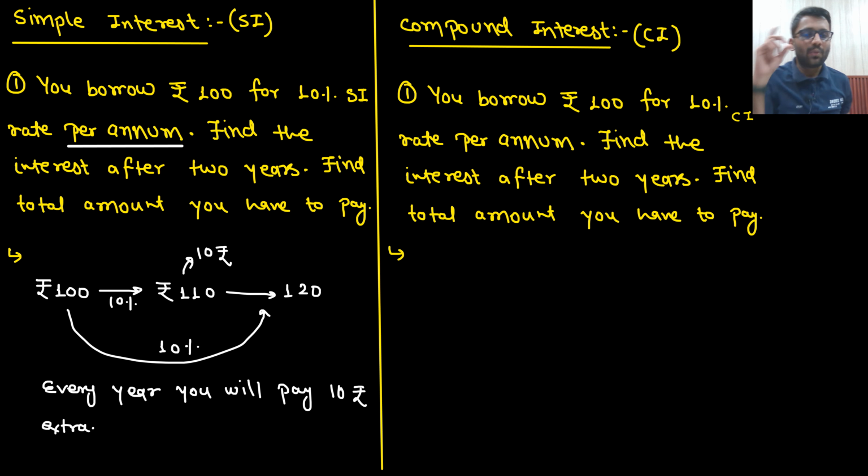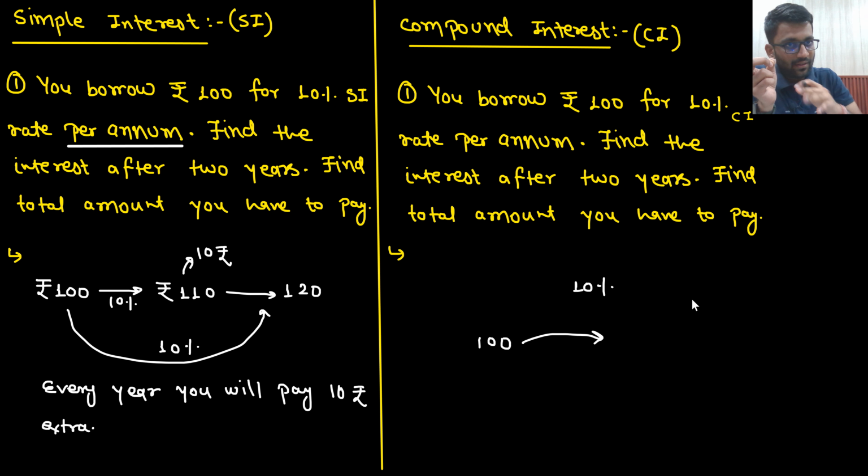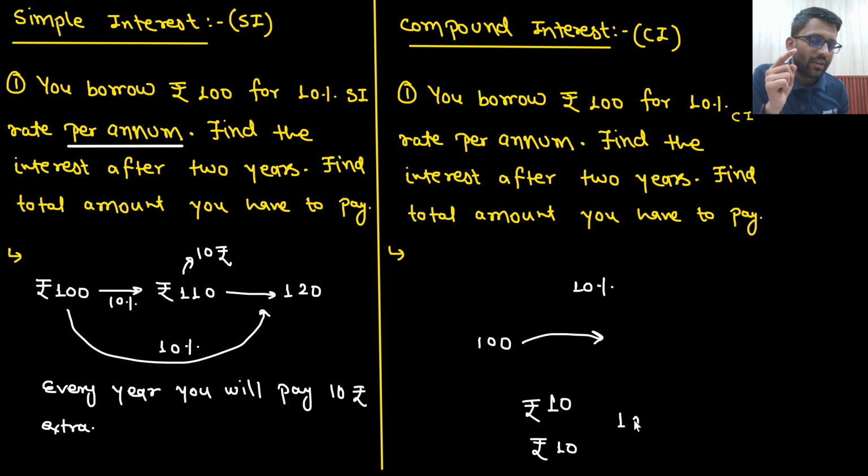Basically after 2 years you have to give me 120 rupees. We started with 100 rupees. You said that you will give me the money back after 2 years. I will get 10% per year. So in the first year I will get 10 rupees more, and in the second year as well I will get 10 rupees more. So how much will you give me? 120. Here I am not teaching you any formula. Formulas will come, but let's understand the difference.